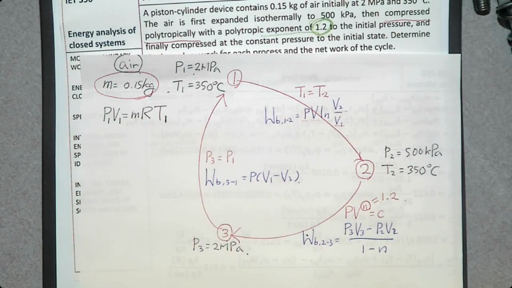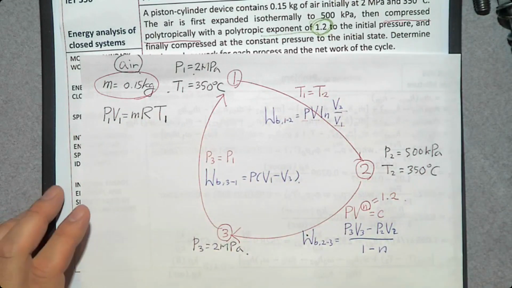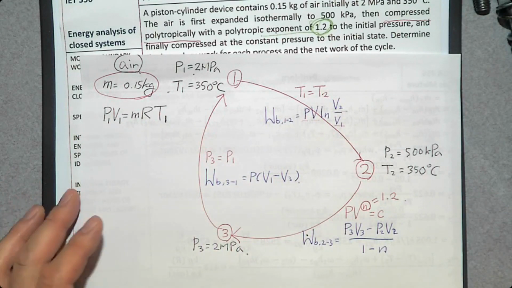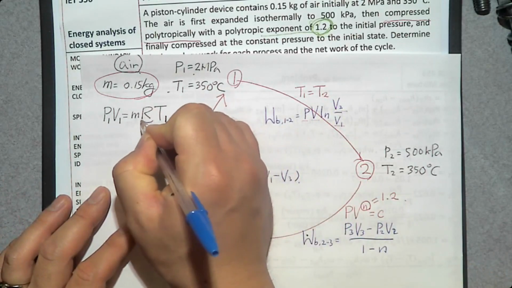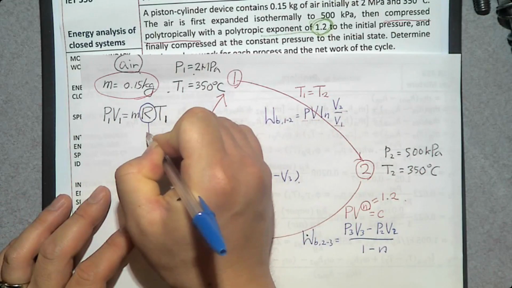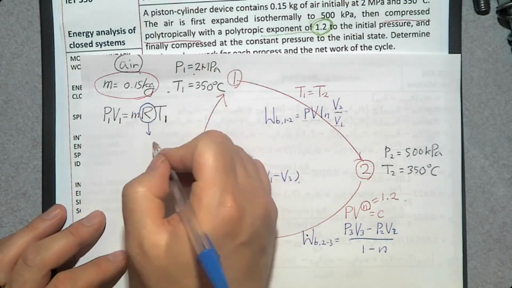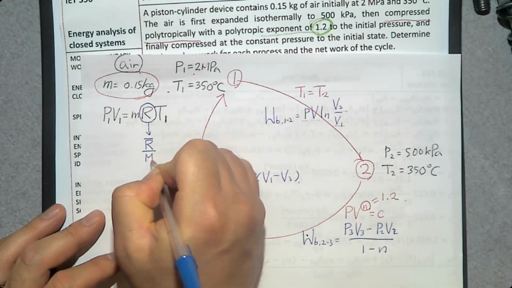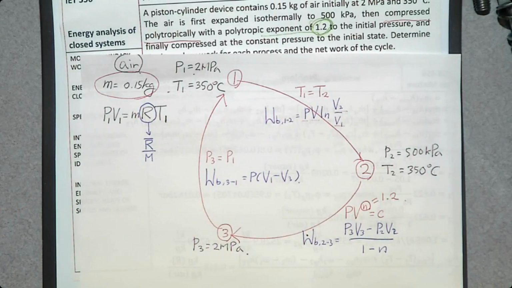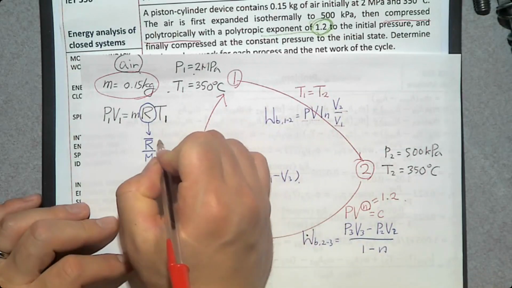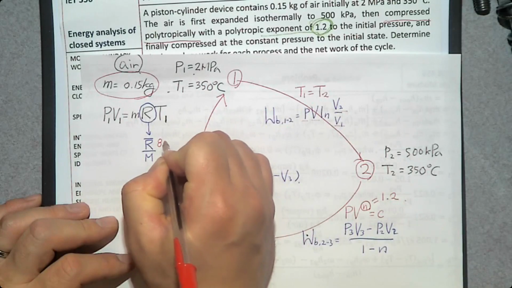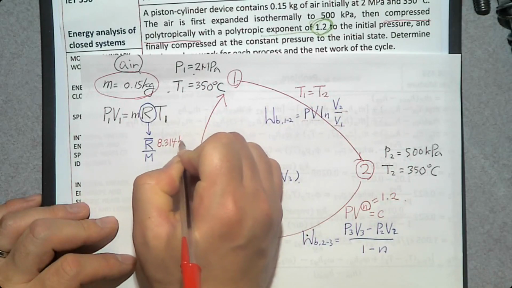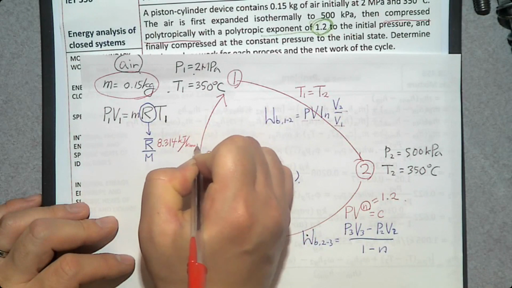What about this R? R is a gas constant. There's only one R for air. By the way, do you remember how to determine this R? Yes? No? Not yet? But that's a good time to review, because there will be this equation problem on Tuesday, right? So this R can be determined by R bar divided by molecular weight. And this R bar is always the same number, universal gas constant, 8.314 kilojoule per kilomole Kelvin.